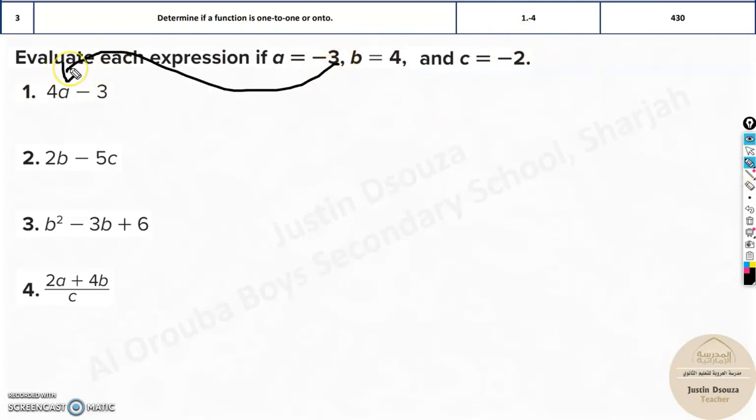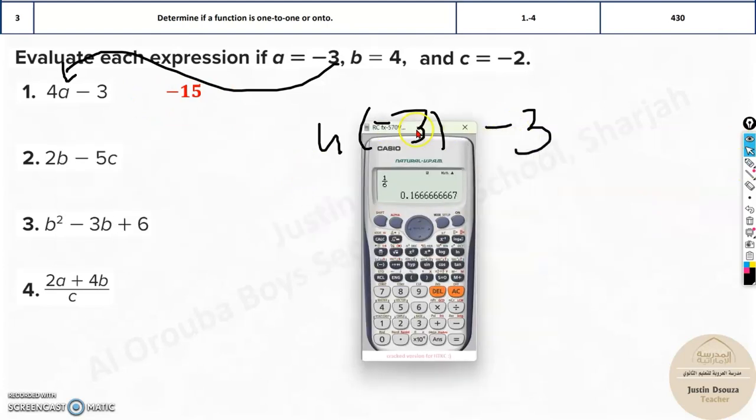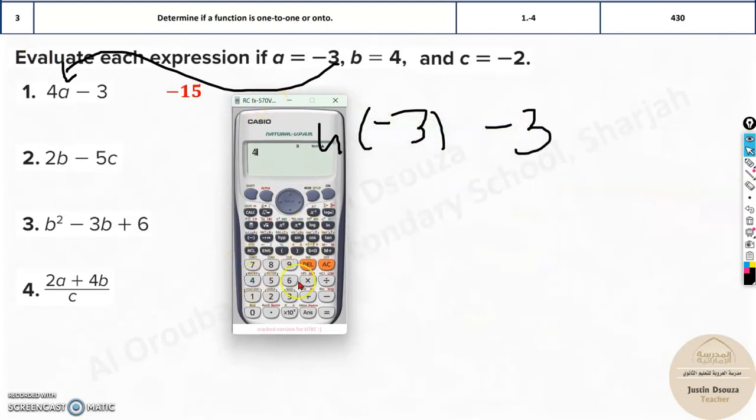These are all prerequisite topics, so that's why this is so easy. You must have done this many times before. It's just a recall. So 4 times -3 minus 3. You can do it in your mind itself: 4 times -3 is -12, minus 3, it's -15. Otherwise, you can just use your calculator over here. 4 times -3. Remember to use brackets when you're using negative numbers, and that's it.